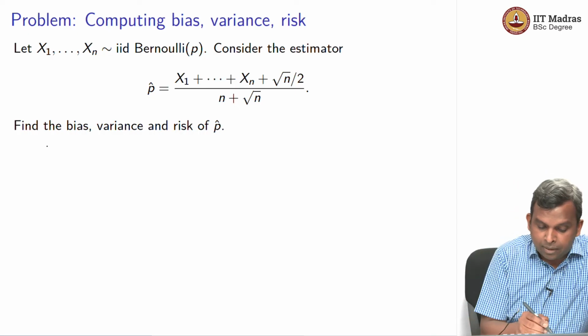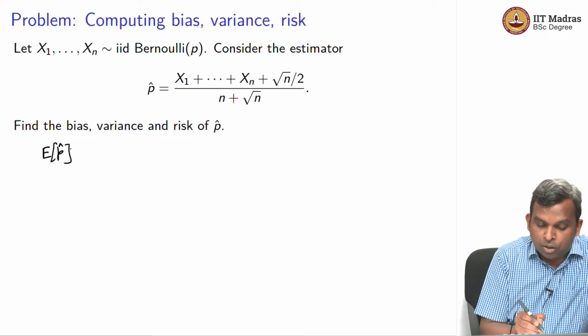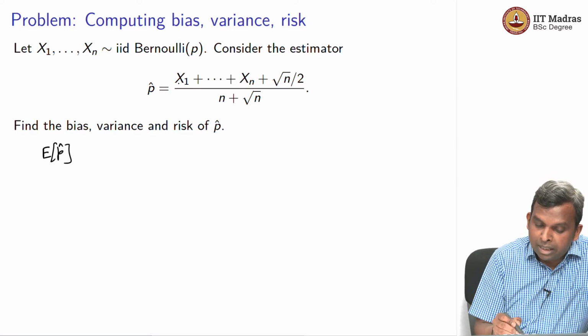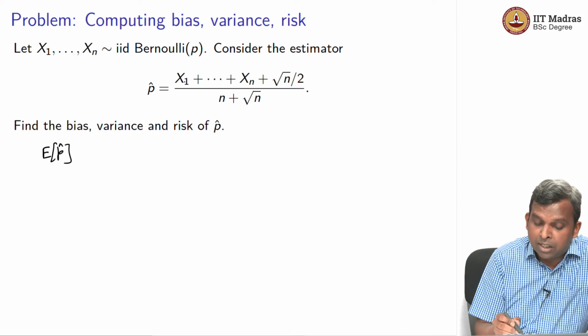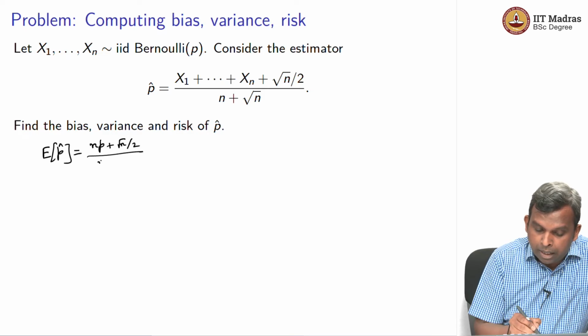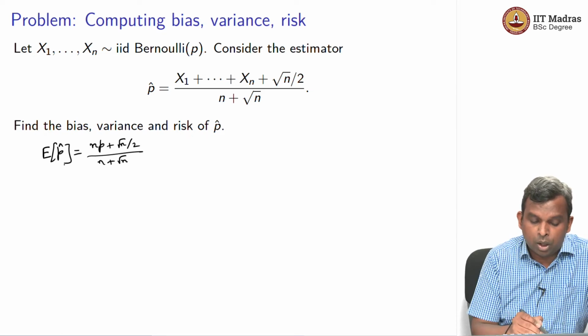Okay, so let's try bias. For bias, the first step is the expected value of p hat, right? All of us know how to do this. Each of these is a linear operator, so the expected value will go in. The expected value of x1 is just p, so you have np. Okay, so you're going to get np plus root n by 2, over n plus root n. That's what you will get. You can think about how I got this.